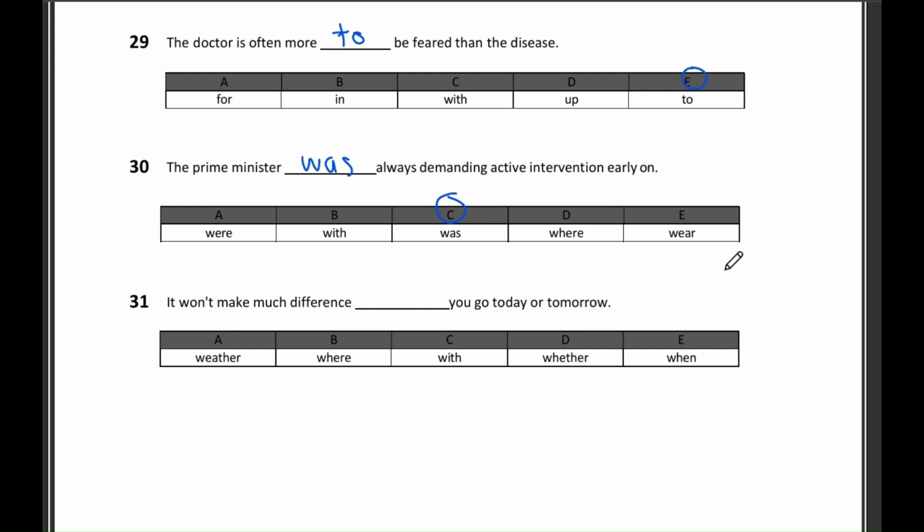And finally, question 31, another fill in the blank. The sentence is, it won't make much difference, blank, you go today or tomorrow. The options are whether, where, with whether, and when. The answer is option D, whether. We use whether because it introduces a choice between two options, today or tomorrow.